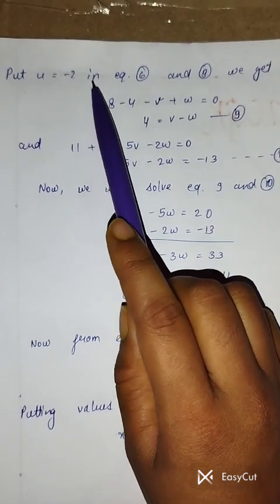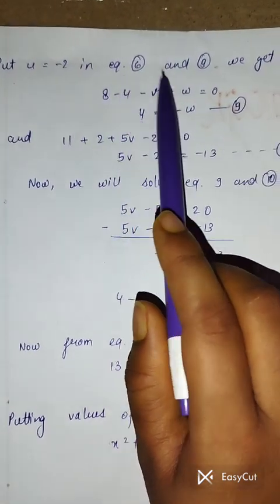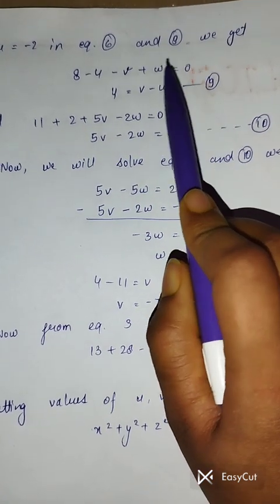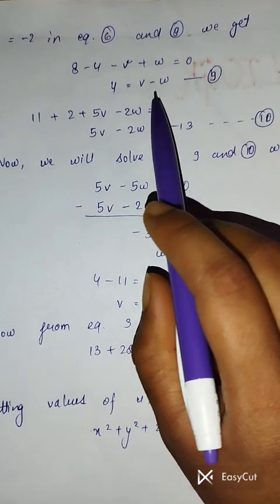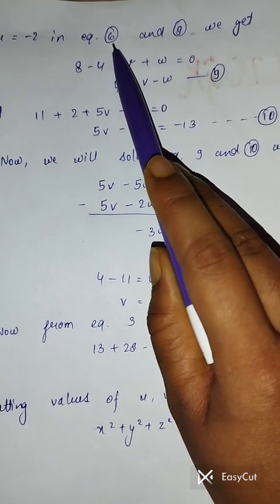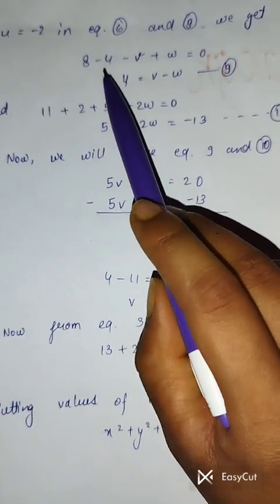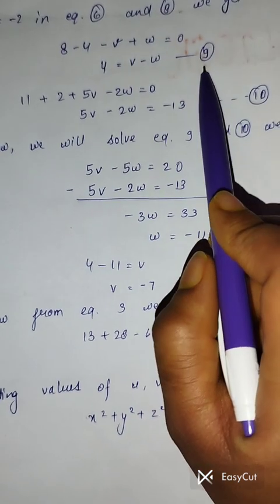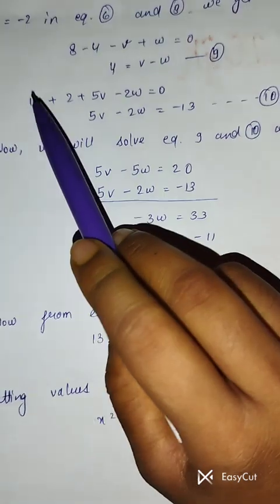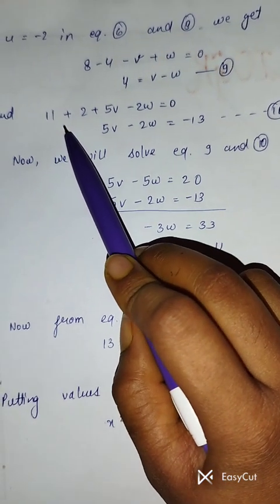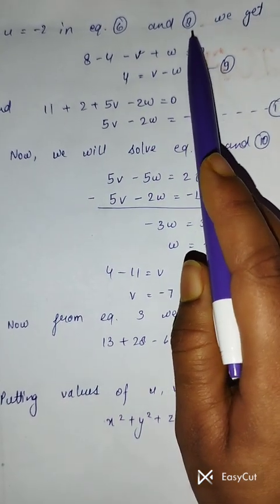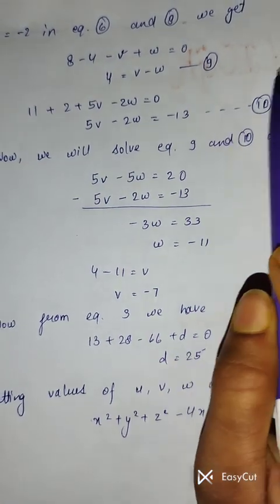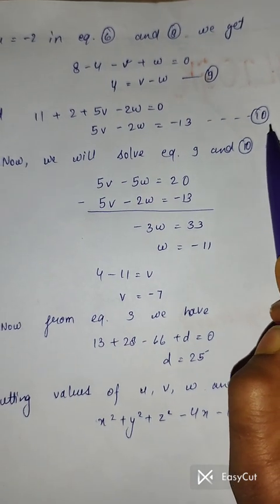Now we have put the value of u, that is minus 2, in equations number 6 and 8, for getting the other values of v and w. After putting in equation number 6 the value of minus 2, we got the equation v minus w is equal to 4, and we have taken it as the ninth equation. And after putting the value u is equal to minus 2 in equation number 8, we get 5v minus 2w is equal to minus 13, and we have taken it as equation number 10.